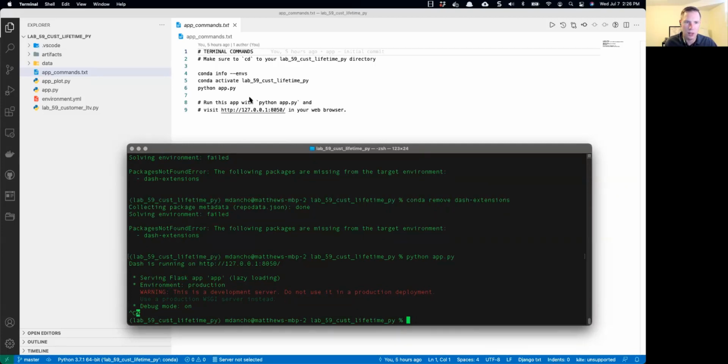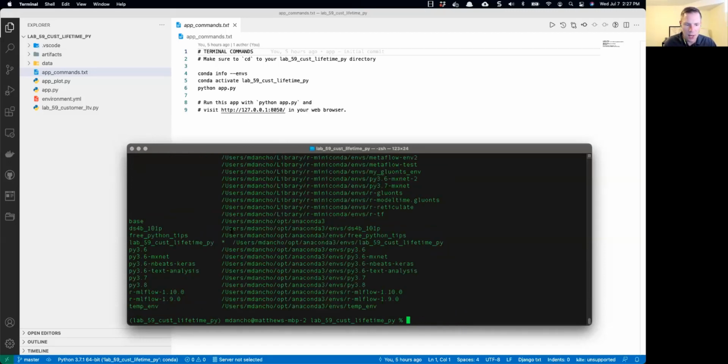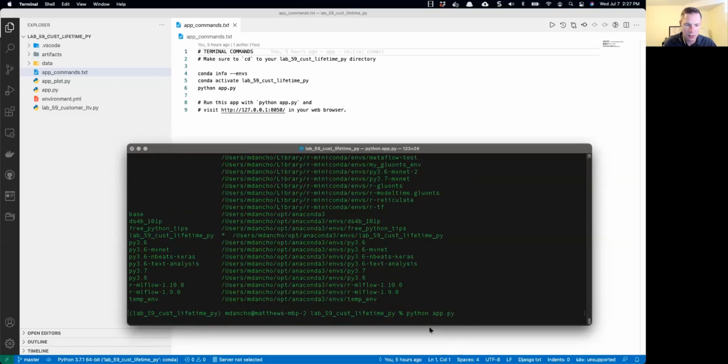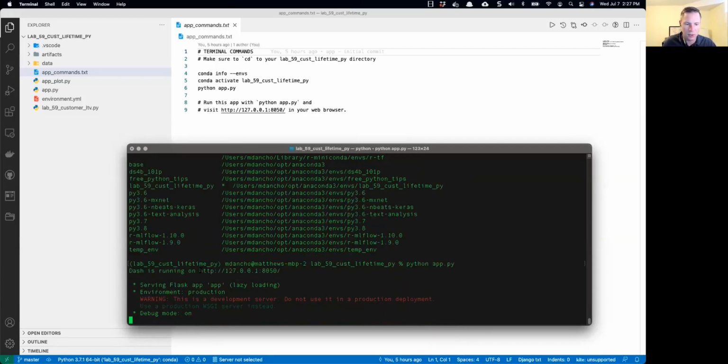What you want to do is check your Conda info. If we do conda info -e, you want to make sure that you have the correct environment set up. That's this Lab 59 customer lifetime pi. That's what this next command does. When you do conda activate, you'll see in parentheses the environment that I'm using. And then you'll just do python app.py, Shift Enter, and this is going to deploy your app.